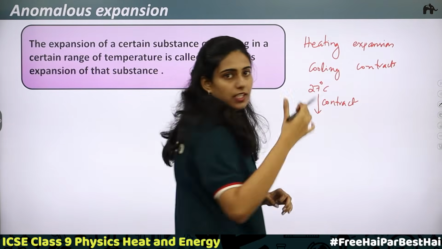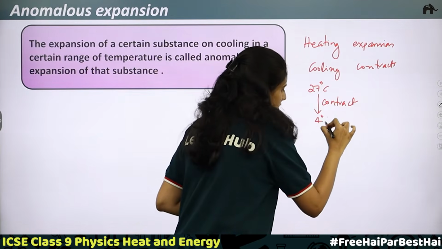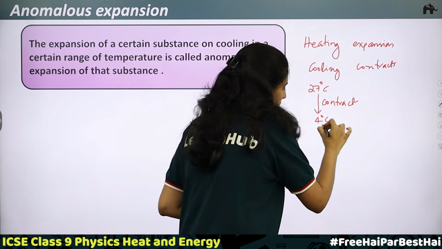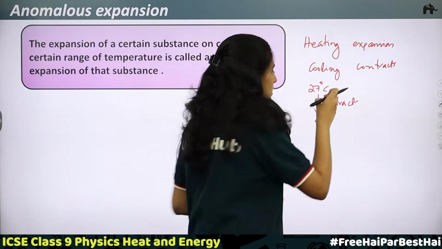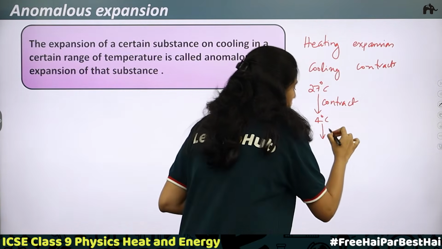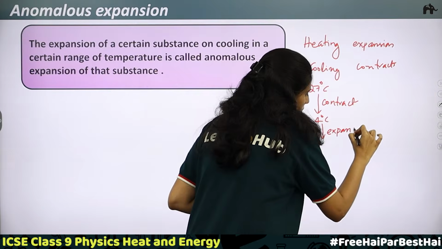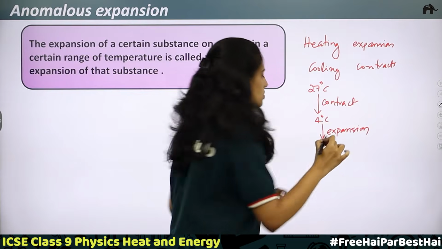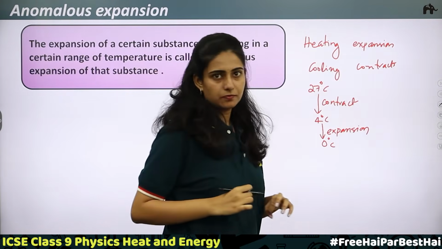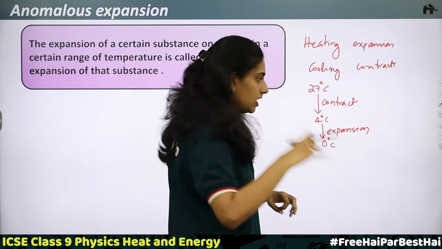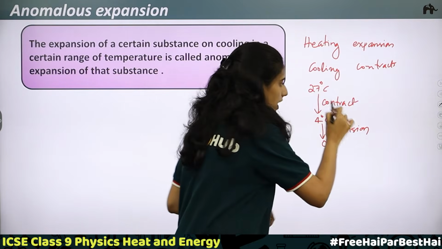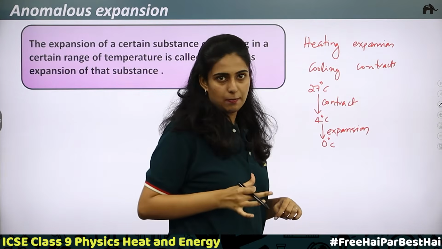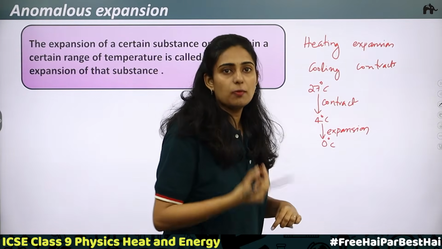Okay. Now, you are further cooling it, the temperature becomes 4 degrees Celsius. So, after 4 degrees Celsius, when temperature decreases further, there won't be any contraction. The water molecules will start to expand. Expansion will take place from 4 degrees Celsius to 0 degrees Celsius. So, here when you are cooling, normally contraction should happen. So, this is an anomalous behavior. We are cooling but expansion is happening. So, this type of expansion is called anomalous expansion.